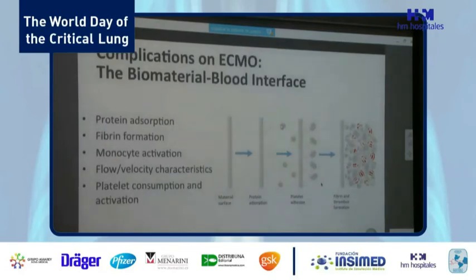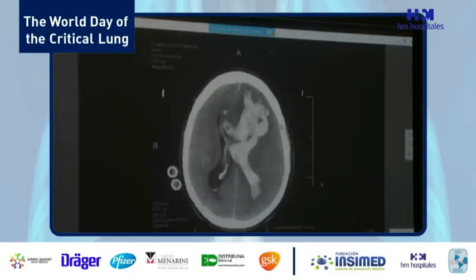I mentioned the major complication on ECMO is related to that biomaterial blood interface, and that would be the requirement for anticoagulation leading to thrombotic and hemorrhagic complications. This is the picture that we never want to see, which is the picture of the patient who has the cannula. You can see it to the side on the right side, but there's a large intracranial hemorrhage, and this is a devastating complication and associated with increased mortality in ECMO.